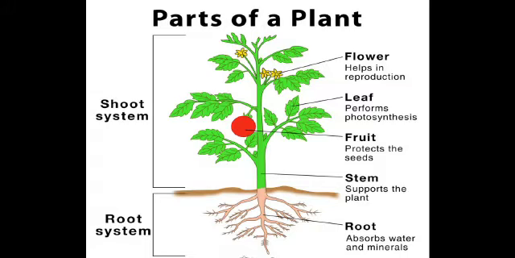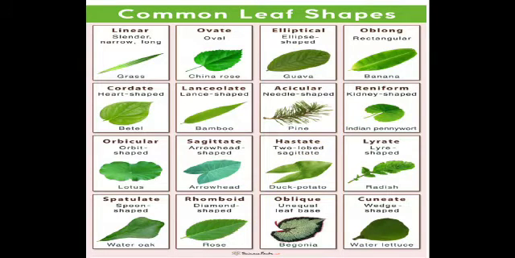Leaves. Leaves are the kitchen of the plant. They help the plant to prepare food using air, water, minerals and sunlight. Leaves of the plant are usually green in color. Different plants have leaves of different shapes, like this one. Some are like a saw.